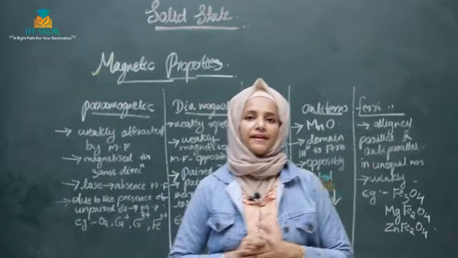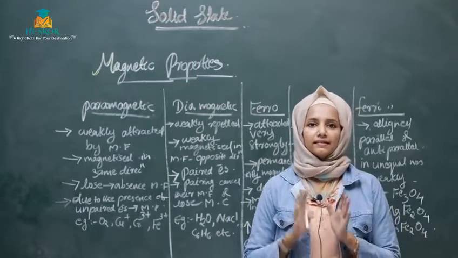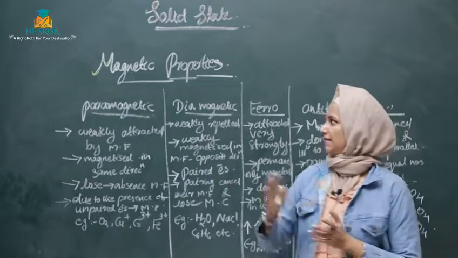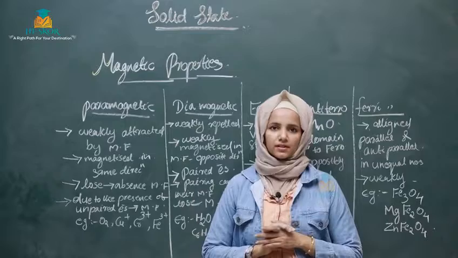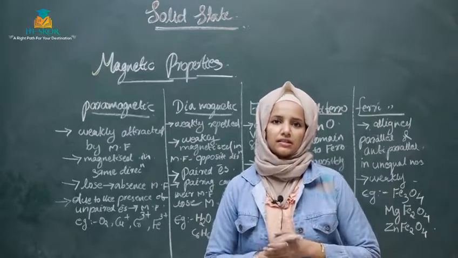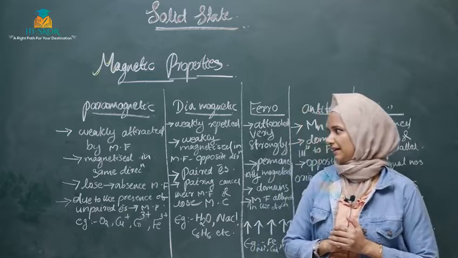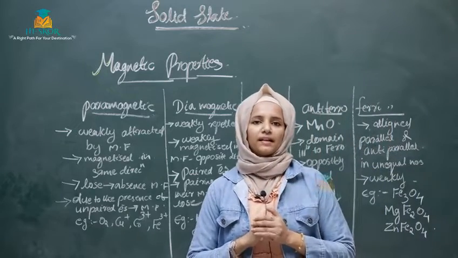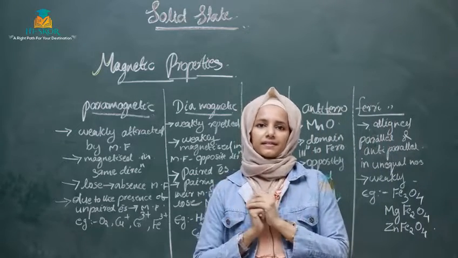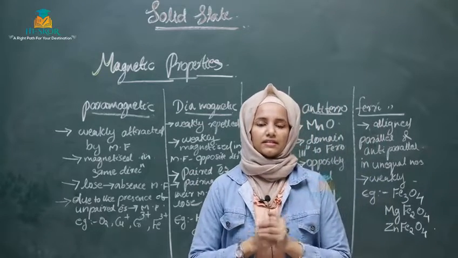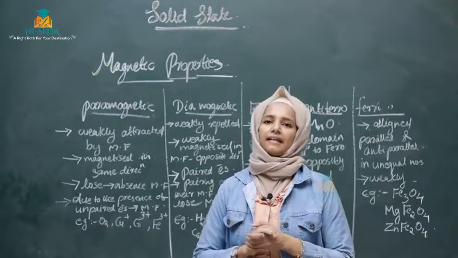So I told you, based on the magnetic property, the substances are classified into 5 types. The first one, paramagnetic substances. Paramagnetic substances means they are weakly attracted by a magnetic field. And also they are magnetized in the same direction. And what is the speciality of paramagnetic substances? There is the presence of unpaired electrons.